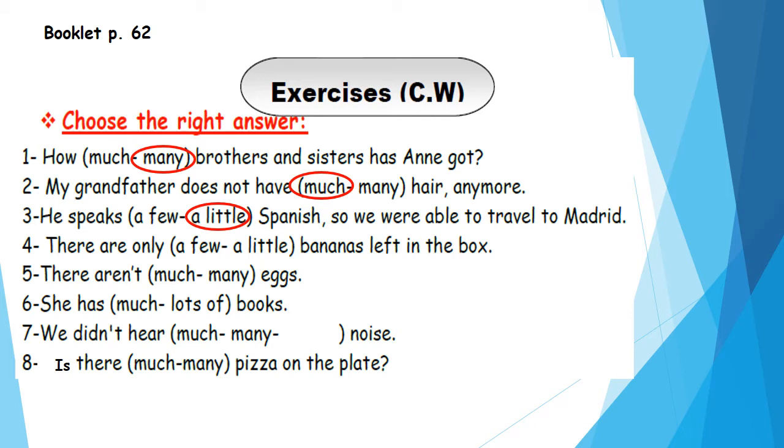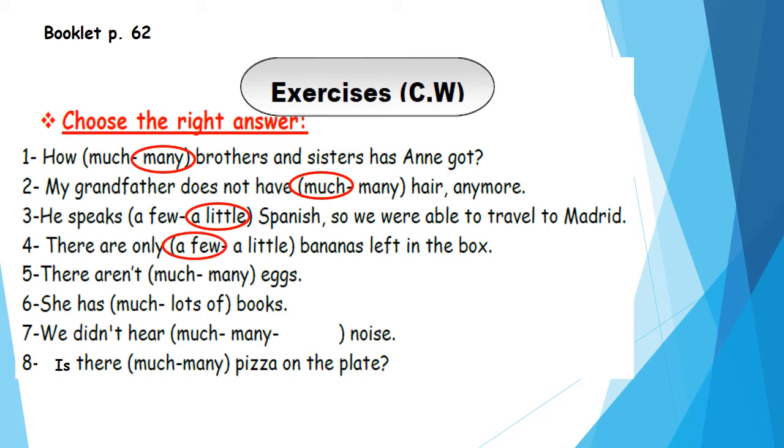Number 4. There are only a little bananas left in the box. We use a few with countable nouns and a little with uncountable nouns. Here the noun bananas. Can we count bananas? Yes, of course we can count them. So bananas is a countable noun. So we'll use what? A few or a little? Yes, a few.